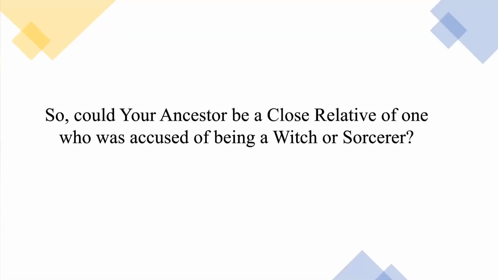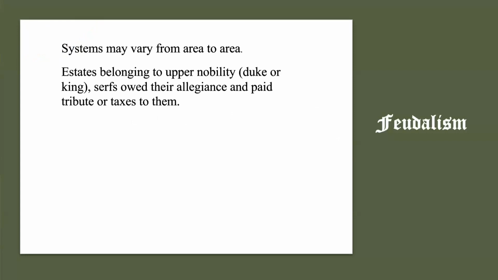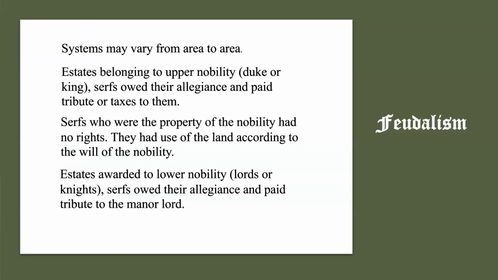So could your ancestor be a close relative of one who is accused of being a witch or sorcerer? Yes, they could. Feudalism. Feudalistic systems may vary from area to area. Typically, estates belonged to upper nobility, such as a duke or king, and the serfs owed their allegiance and paid tribute or taxes to them. Serfs who were the property of the nobility had no rights. They had use of the land according to the will of the nobility.